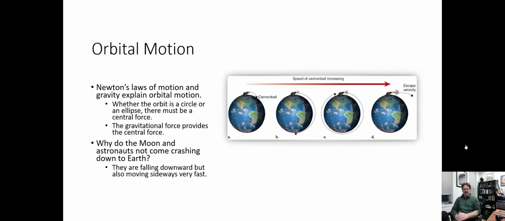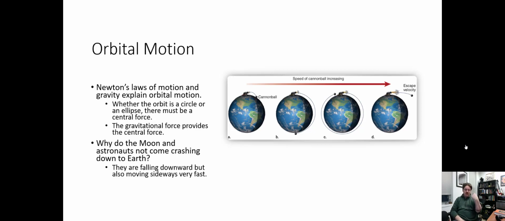Now, here, case D, if you were to continue this thought experiment beyond the circular orbit, where you pack more and more explosive into the cannon, then the object turns into an elliptical orbit where it no longer revolves around the center of, say, the Earth. It actually revolves around the center of an ellipse.